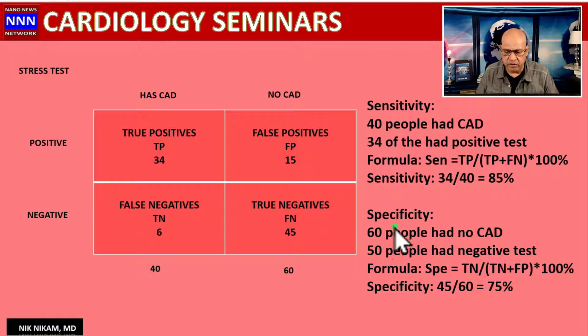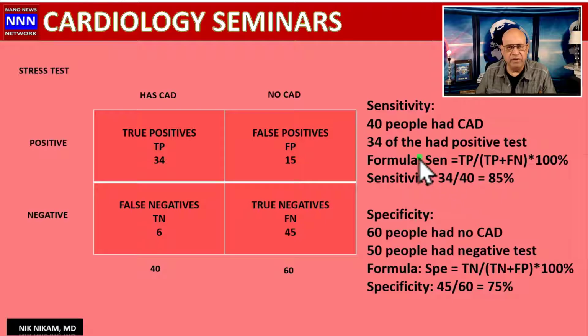Now the specificity. Specificity refers to, okay, we take 100 people with normal hearts and do a stress test on them. How many of them will have a negative stress test that correlates with the normal angiographic findings? And how many of them have false positive stress tests? Here we had 60 people who had no coronary artery disease by angiography, out of which 45 of them had really negative stress tests. So the negative stress test predictive value is 75%.